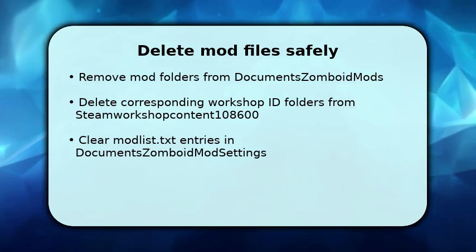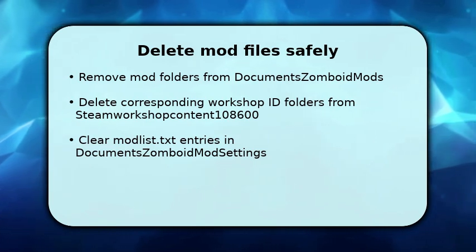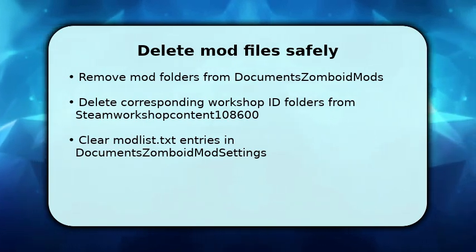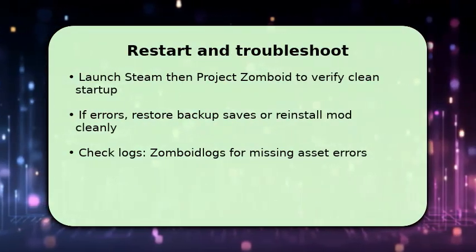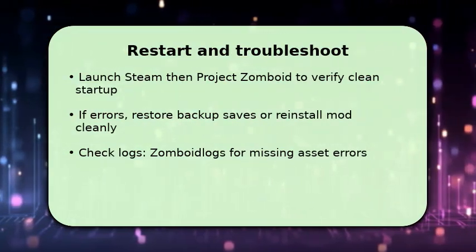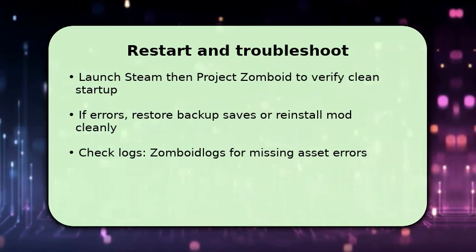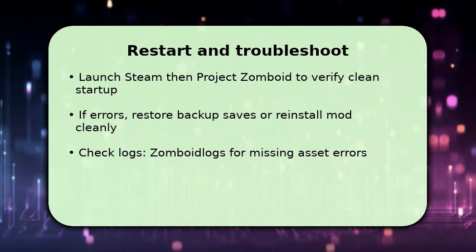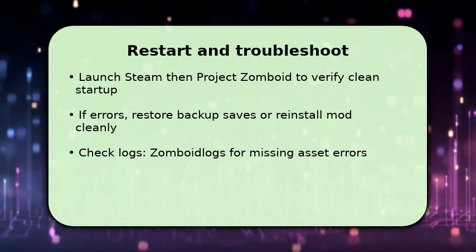If a mod installed assets elsewhere, search mod names for stray files. Make sure to empty the recycle bin to finalize removal. Finally, relaunch Steam and run Project Zomboid to confirm it starts without the removed mods. This verifies success. If you see missing asset errors or crashes, restore saves from your backup or reinstall the mod correctly, because mismatched files often cause those issues.